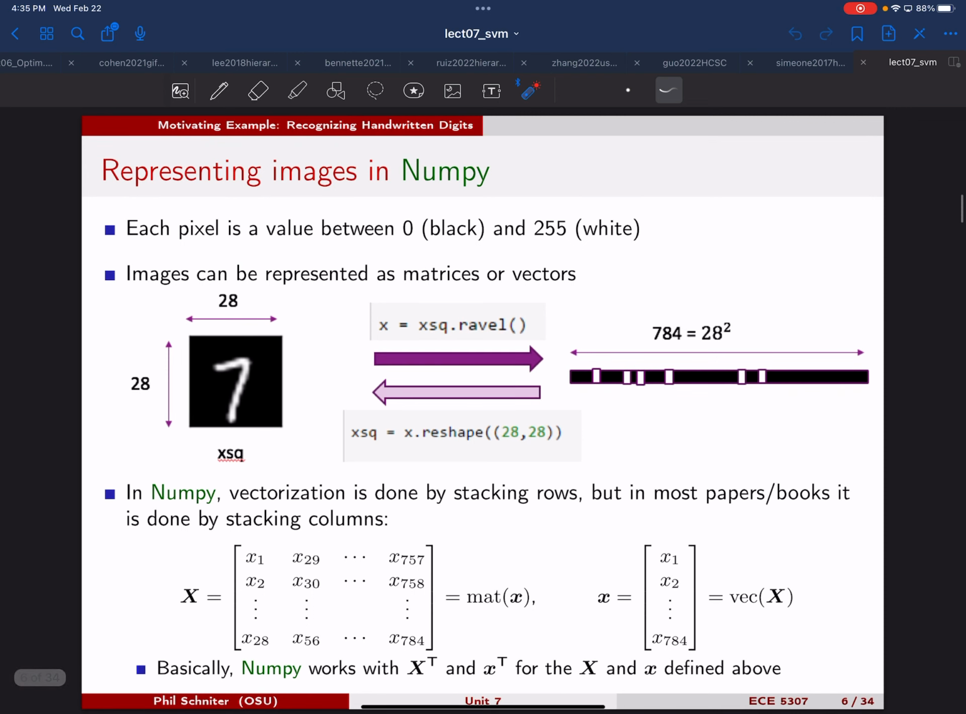So let's talk for a little bit now about how we work with images in Python and in NumPy. It's typical when you work with grayscale images that the pixels are 8-bit numbers, so they're integers between 0 and 255. 0 is the darkest color, black, and 255 is the whitest white. And here's just an example image of a 7. As I mentioned, there's 28 pixels in either direction. For visualization, obviously we want to think of this as a matrix and print it out as a matrix.